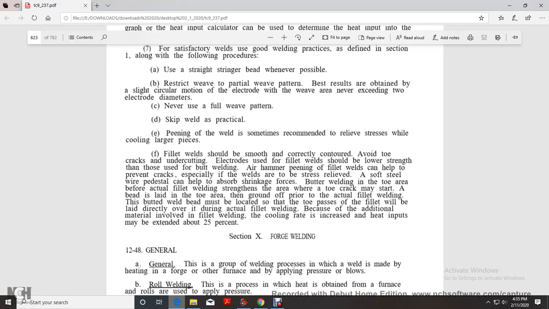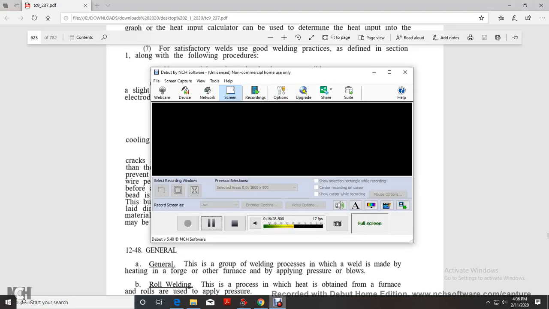The buttered weld bead must be located where the toe pass of the fillet will be laid directly over it during the actual fillet welding. Because of the additional material involved in fillet welding, the cooling rate is increased and the heat input may need to be increased about 25%. That was section 9.